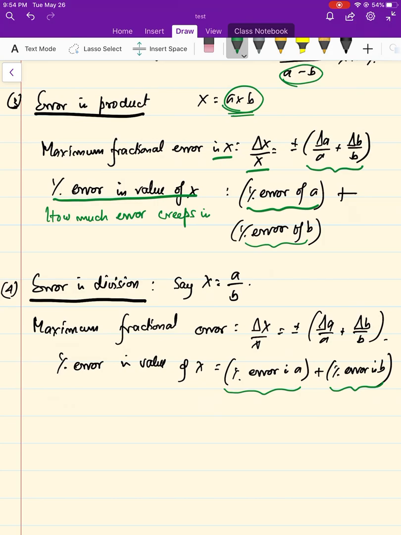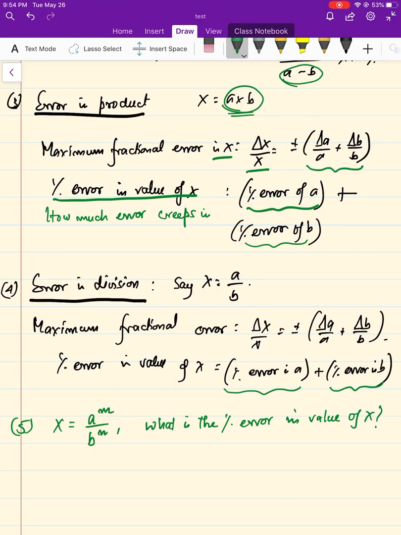So I give a question for you before I end the topic. Let's say I have x equals a to the power m by b to the power n. What is the percentage error in the value of x? I leave this question as an exercise. Feel free to solve it, and I'll discuss the answer in the next class as usual.